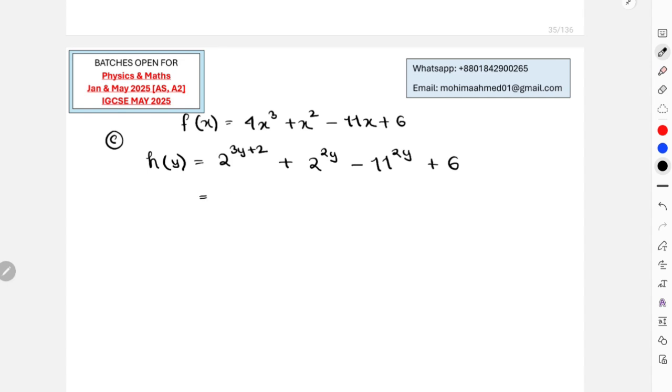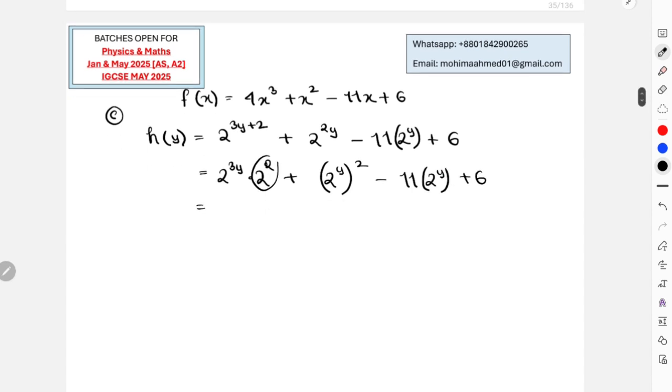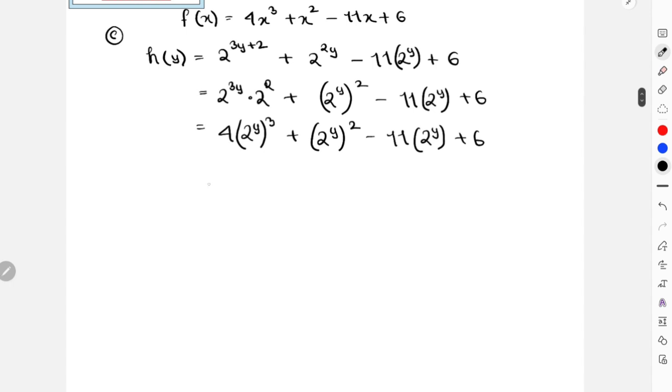Okay, so for this part again I can write this in this format, 2 power y, 2 power y plus 6. From this part I can write this as 4, 2 power 2 is 4, and then this 2 power 3y can be written as 2 power y whole power 3 plus 2 power y square minus 11 2 power y plus 6. You can assume that 2 power y to be x. Then the equation is 4x cube plus x square minus 11x plus 6.